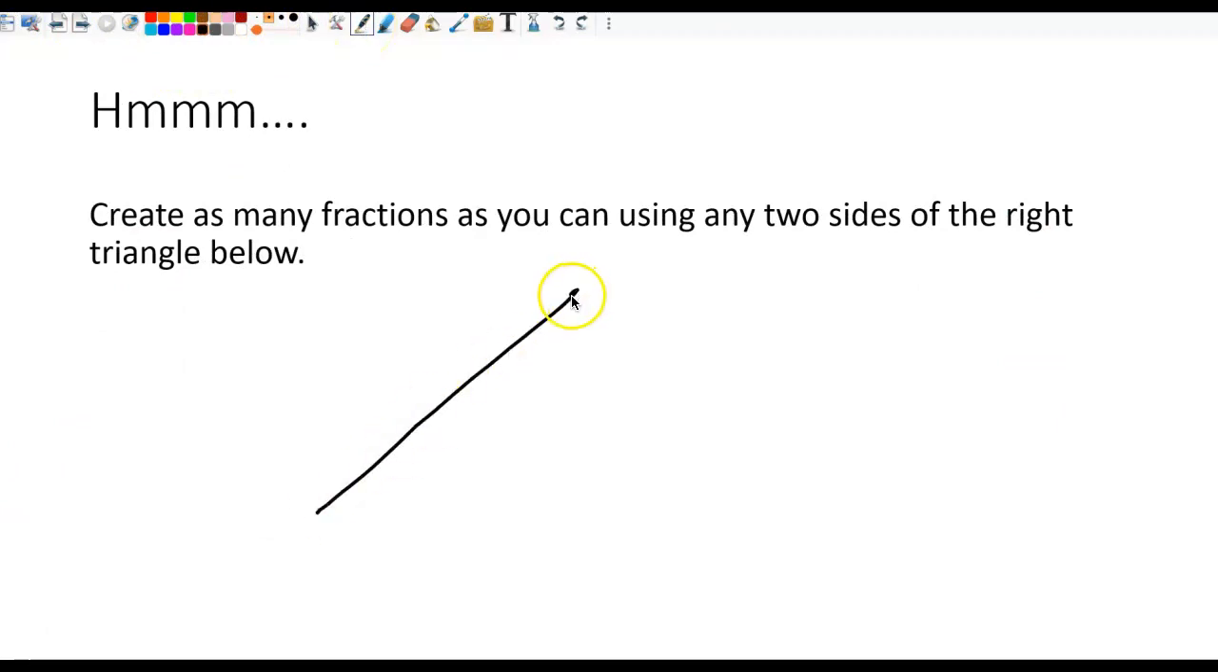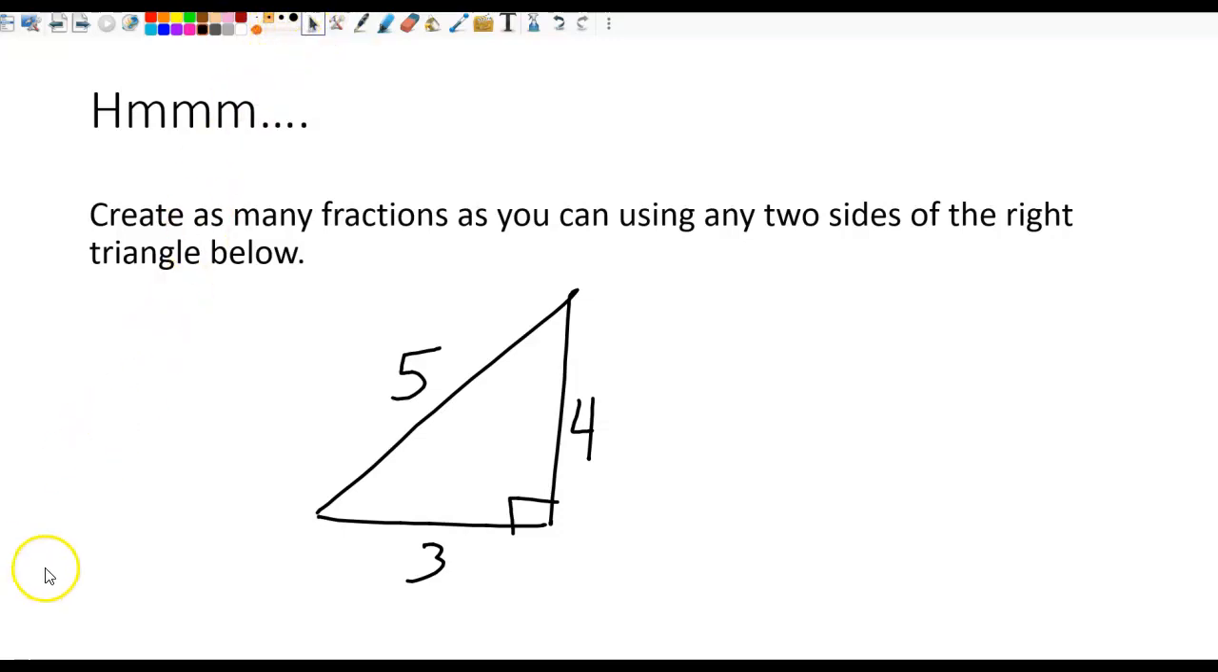For this slide, I'm going to draw a triangle, and I'm just going to label the sides. I'm going to say that this one is 3, this one is 4, and this one is 5. And what I'd like you guys to do is create as many fractions as you can using any two sides of this right triangle below. See if you can find all of them. Go ahead and pause the video and find as many possible fractions as you can using any two sides of this triangle. When you unpause it, I will go over the solution with you.